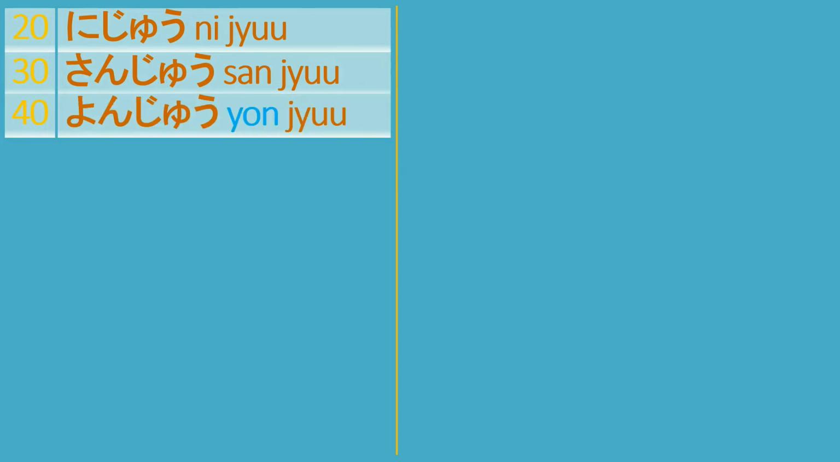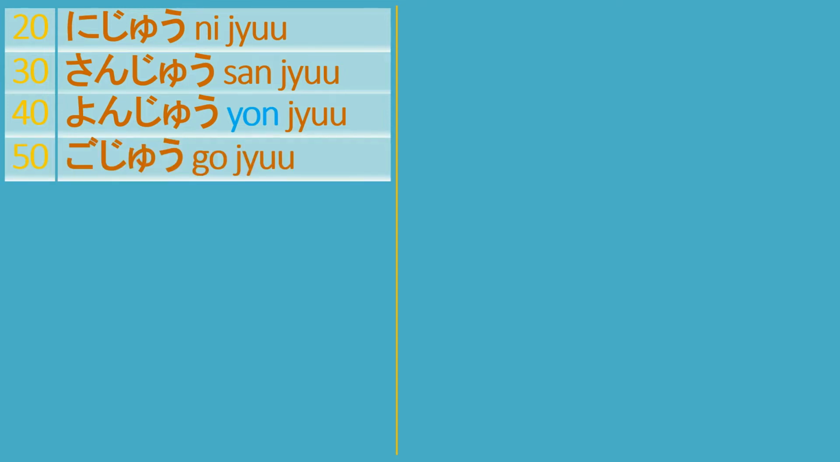30 is Sanju. 40 is Yonju. So, sa 40, yon lang po yung gagamitin natin. Kung mapapansin nyo, ang bigkas na ng san ay hindi na san, kundi san, Sanju, kasi nasa gitna na siya ng word. Wala na siya sa dulo. Okay? Yonju is 40. How about 50?